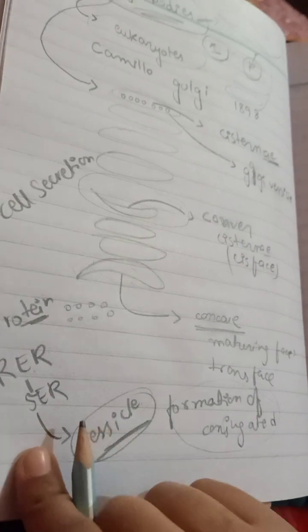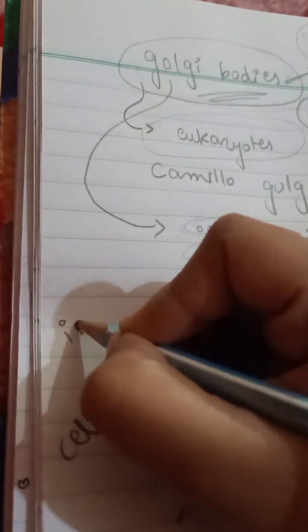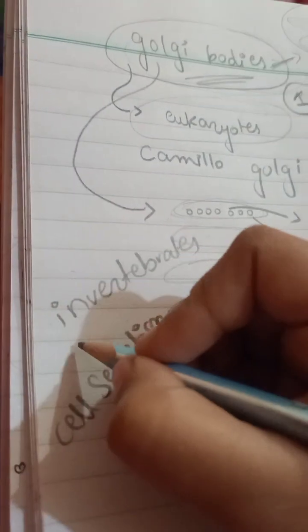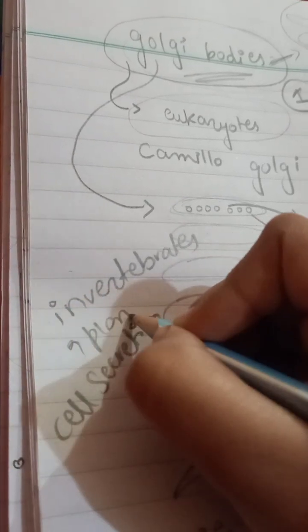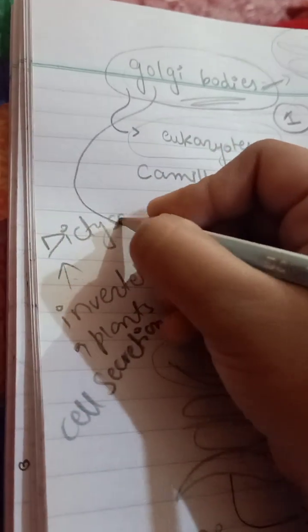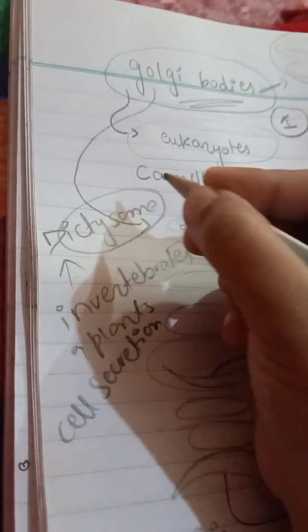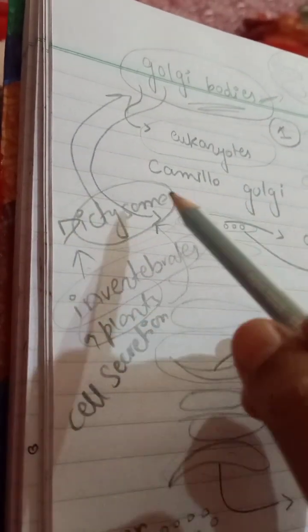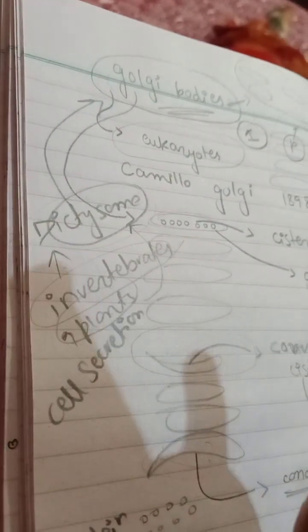Likewise, the Golgi bodies in invertebrates or in plants have another name, which is dictyosome. This is also a name for the Golgi body, but in the cells of invertebrates and plants, we call it a dictyosome.